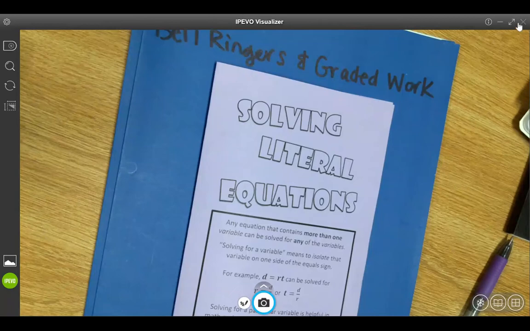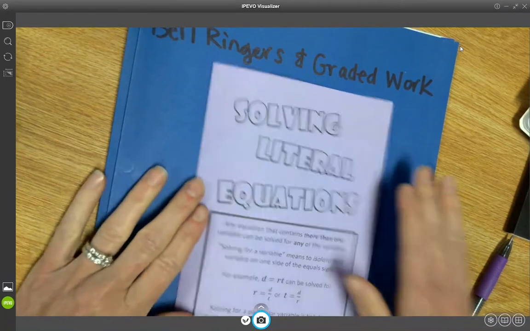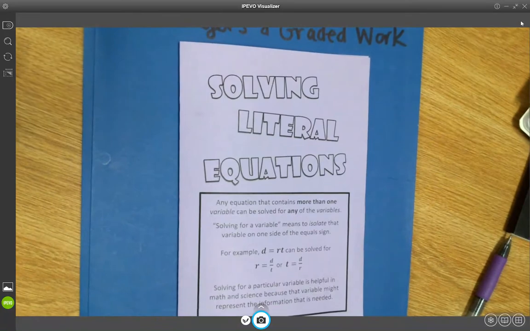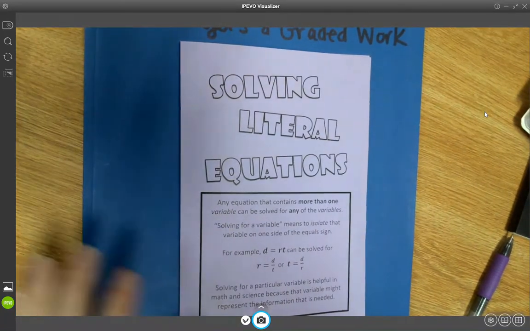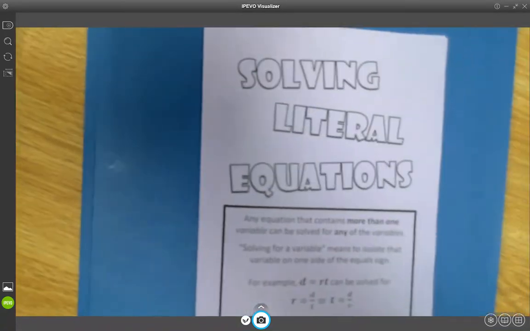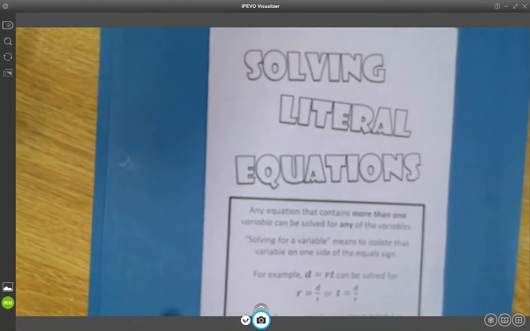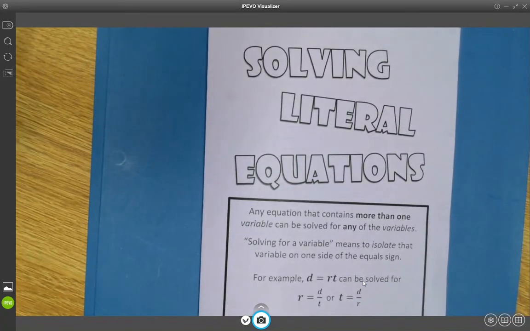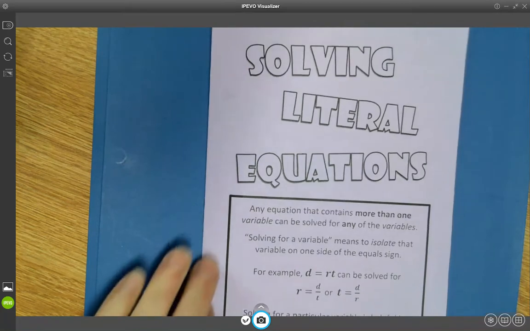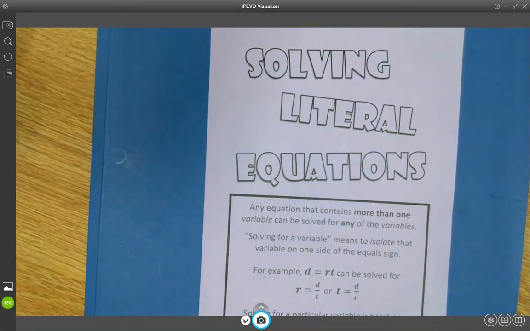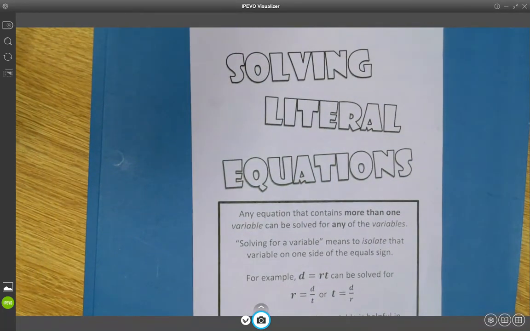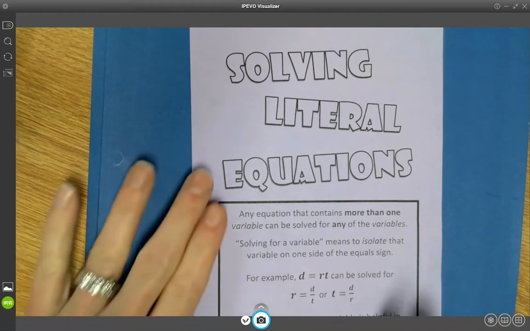Today we are going to solve literal equations. Literal equations are any equation that has more than one variable. We see literal equations in science a lot and in math and geometry dealing with different formulas. And what we are going to do is change the equation around so that we can solve for one particular variable.